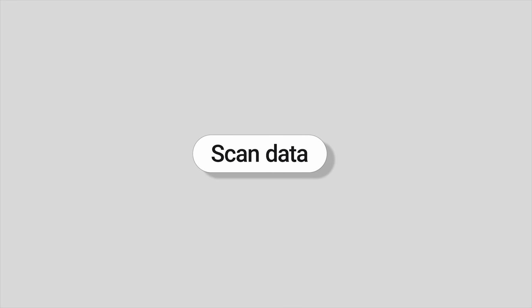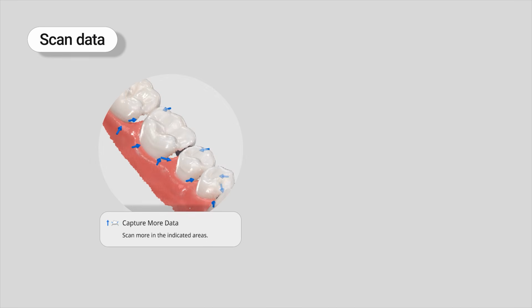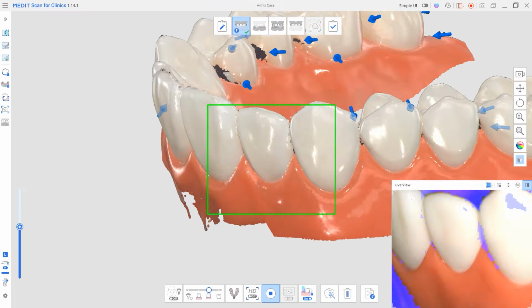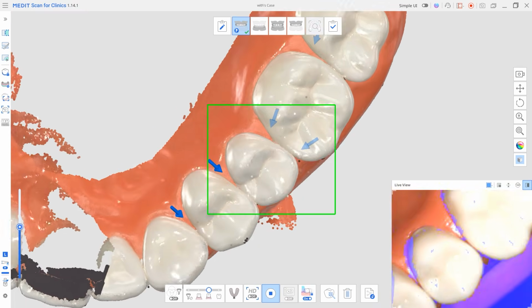For scans without prepped teeth, insufficient, overlapped, or irregular data is displayed directly on the scan data, allowing quick review and identification of areas requiring additional scanning. Issue cards are automatically resolved after rescanning or adjustments.